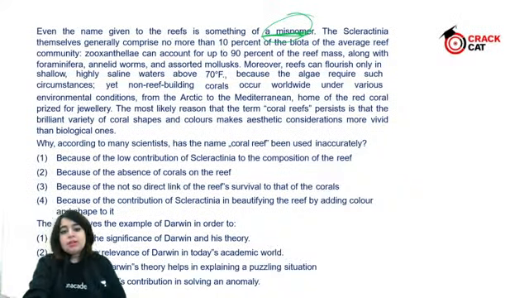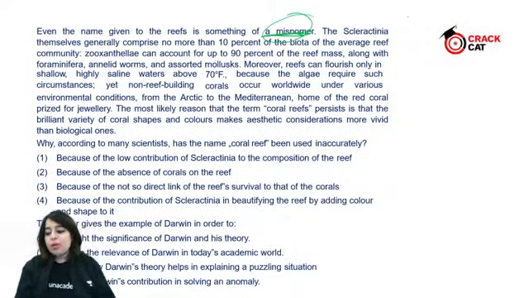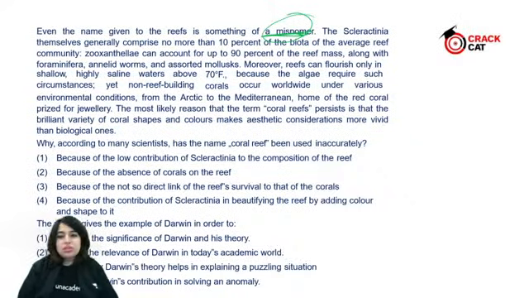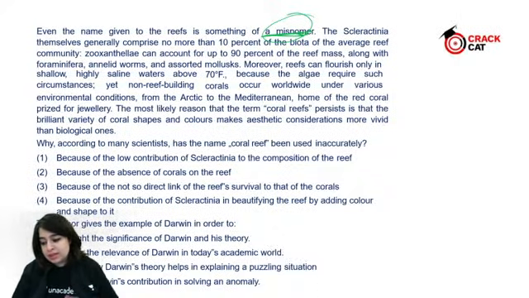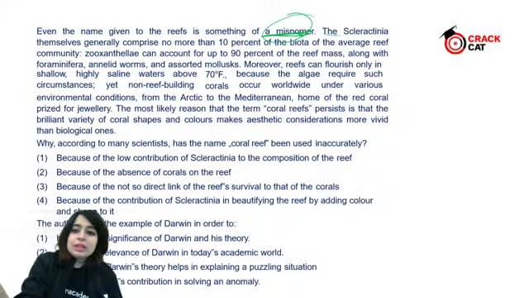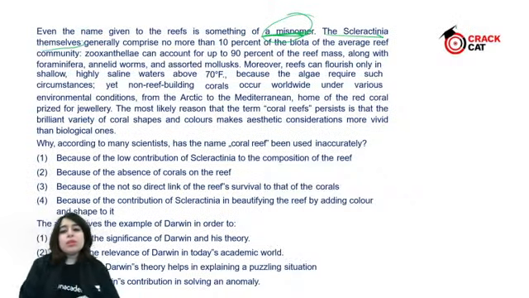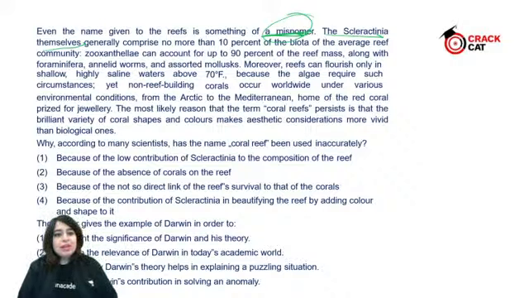Why? Just like I told you guys a while ago, whenever you get contextual, concept-based, or example-based questions, you go there and read a line above and a line below. Since there is no line above this, we're going to read the line which is below it. So scleractinia themselves generally comprise no more than 10% of the biota of the average reef community, and zooxanthellae can account for up to 90% of the reef mass, along with the foraminifera.